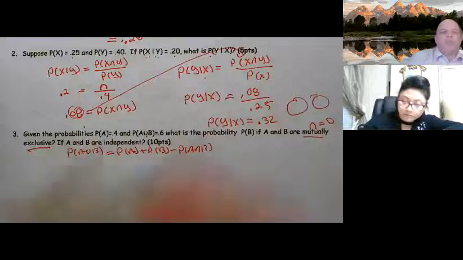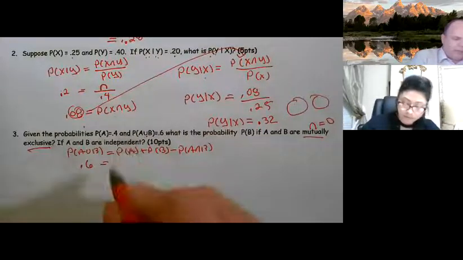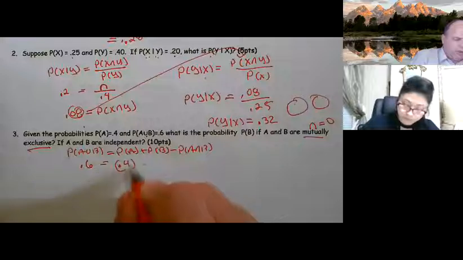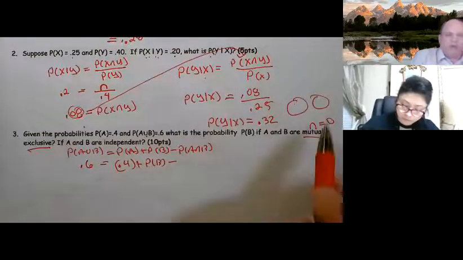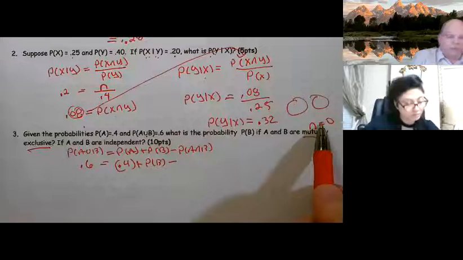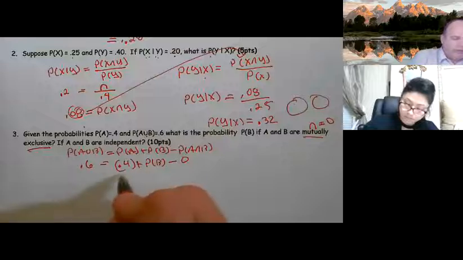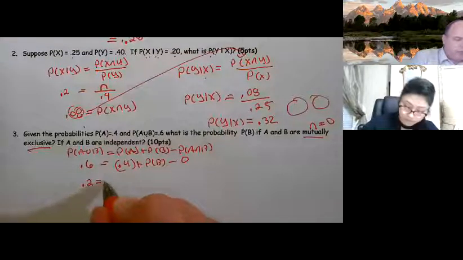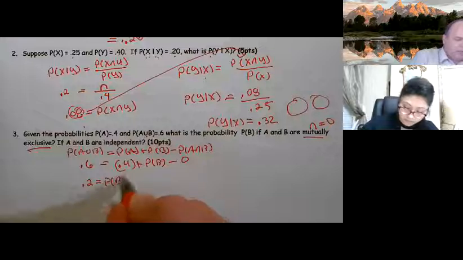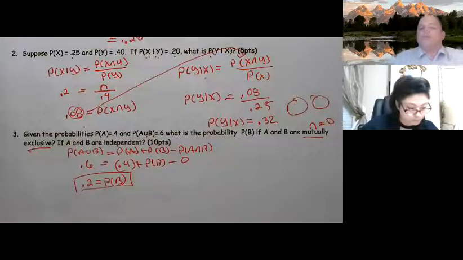Well, they tell me A union B is 0.6. They tell me A is 0.4. I don't know the probability of B, but I know that there's no overlap because it's mutually exclusive, so this is 0. I'm pretty sure I can actually solve this. Subtracting 0.4 from both sides, I end up getting 0.2 equals the probability of B, and that's if they're mutually exclusive.